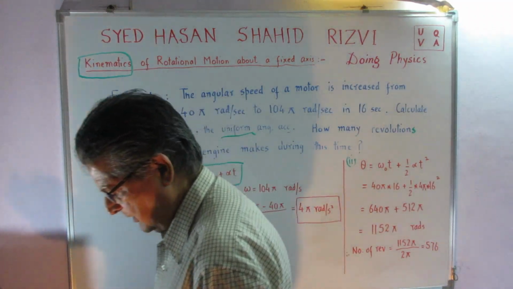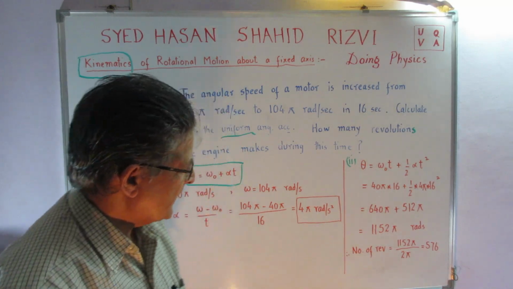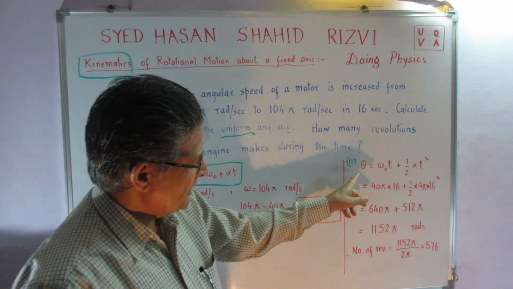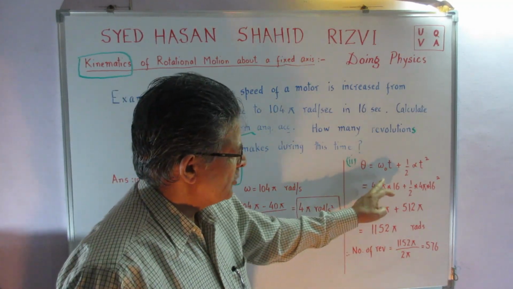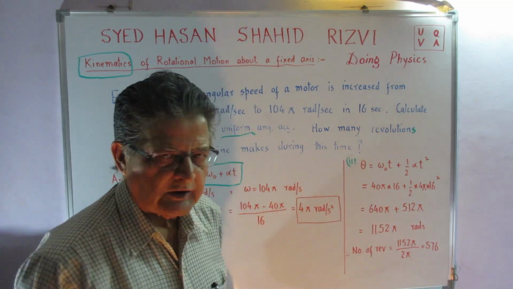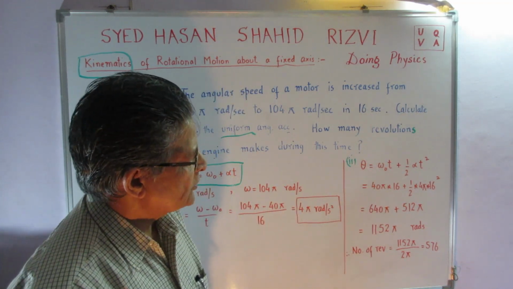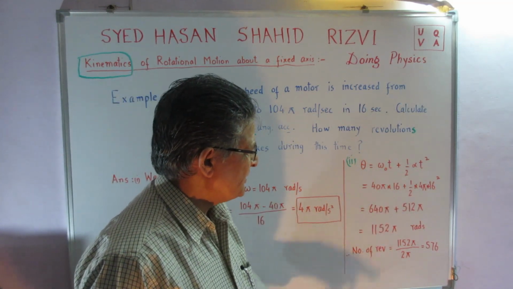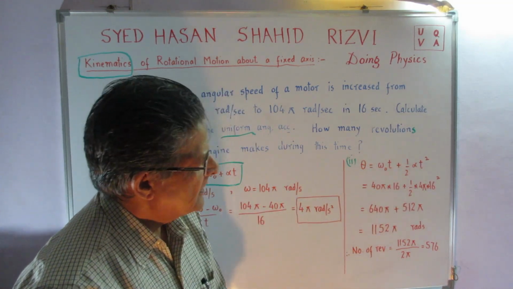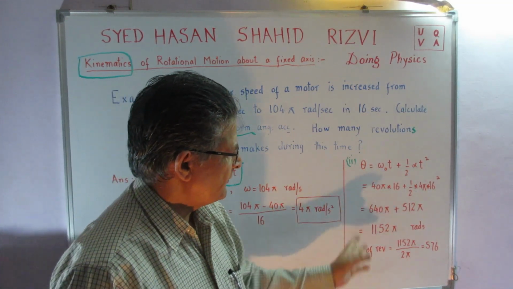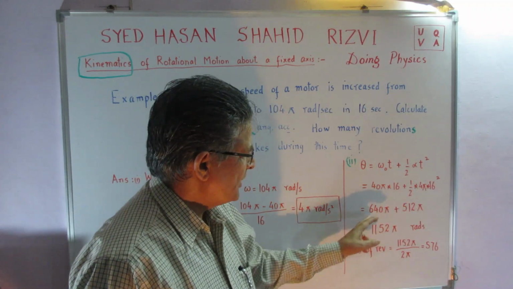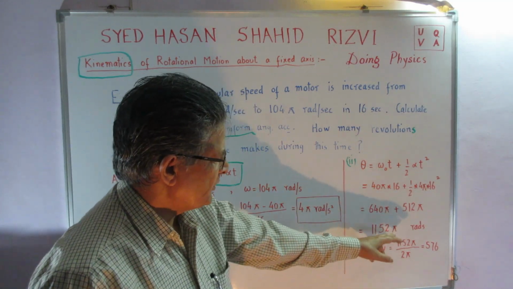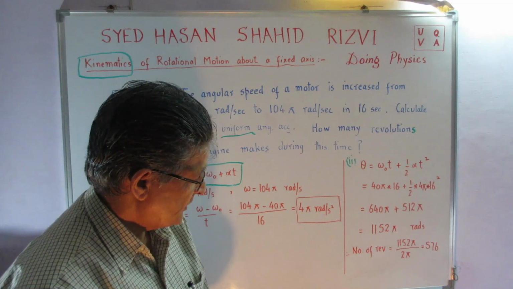The second part, where we are asked to calculate the number of revolutions that has taken place in this time interval of 16 seconds. So here I apply the second equation, and that equation is theta minus theta naught is equal to omega naught t plus half alpha t square. Theta naught we take as equal to 0, and then we substitute these values, 40 pi into 16 plus half into 4 pi into 16 square, which is 256. So it turns out to be equal to 640 pi plus 512 pi is equal to 1152 pi radians.